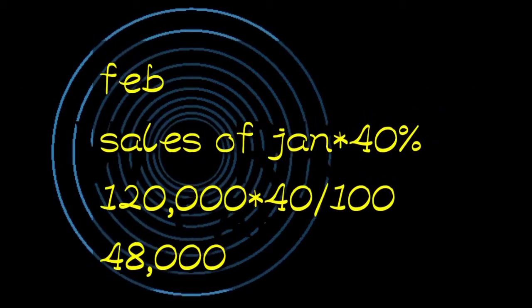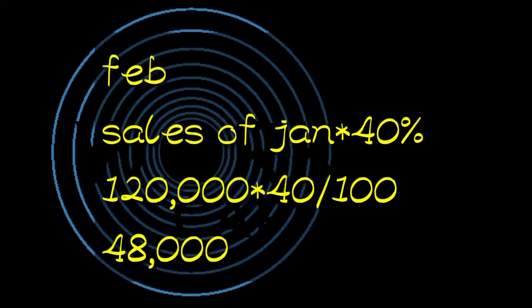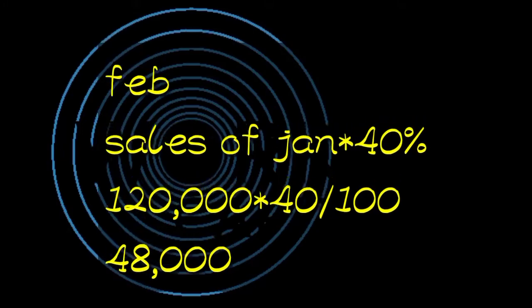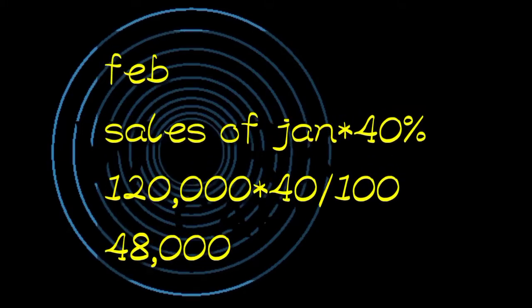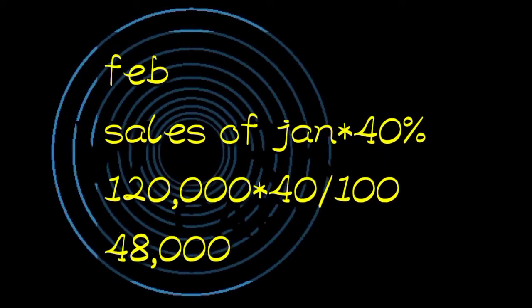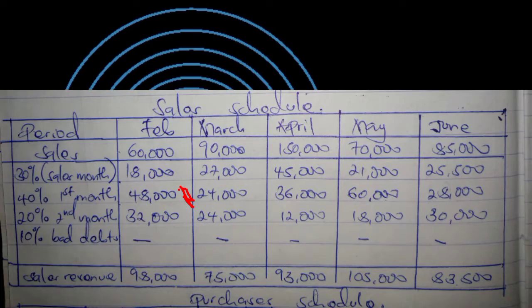For the month of Feb, therefore, we shall get the sales of Jan times 40% to get what will be paid in the month of Feb. And in Jan, we had total sales of 120,000 from the question, then times 40%, we get 48,000, and that's what we shall record in the sales schedule.